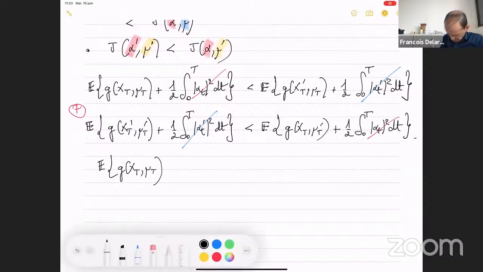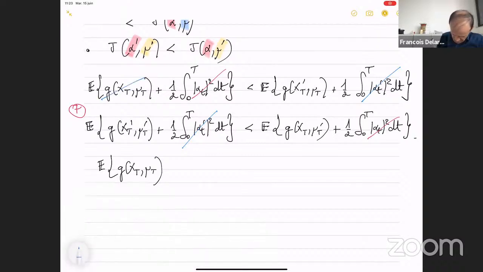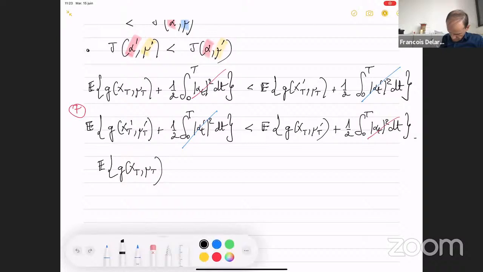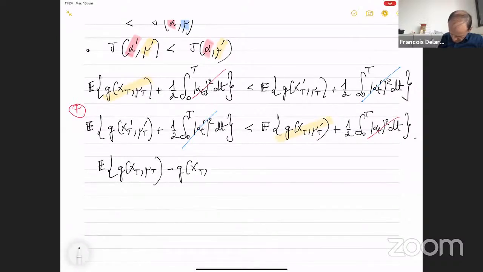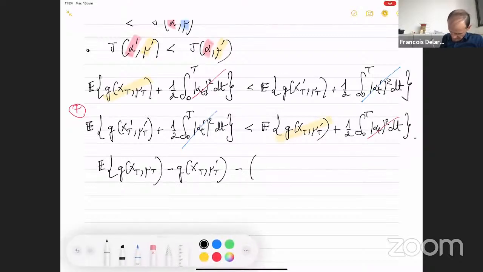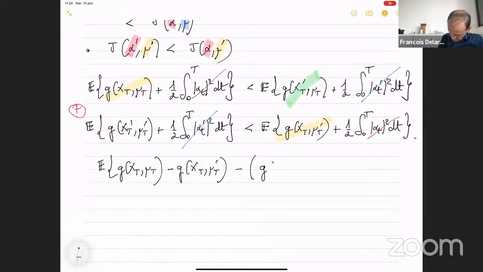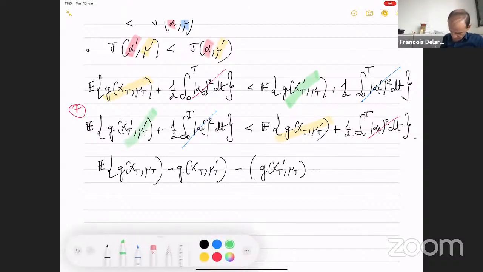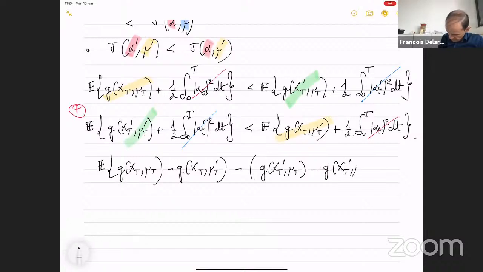So this one is this one. And now I subtract this one. Let me use yellow, this one and this one. So minus G of x_t mu_t'. Now I take minus, and I open a parenthesis. I take in green this one now, and so this is G of x_t' mu_t, minus the remaining one, this one: G of x_t' mu_t', and this is negative.